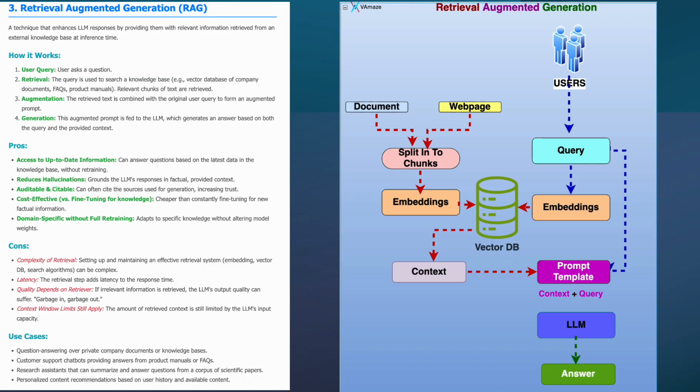It's excellent for customer support chatbots that need to provide answers from dynamic product manuals or FAQs. Research assistants that can summarize and answer questions from a large corpus of scientific papers also benefit greatly. And it can be used for personalized content recommendations based on user history and a catalog of available content.